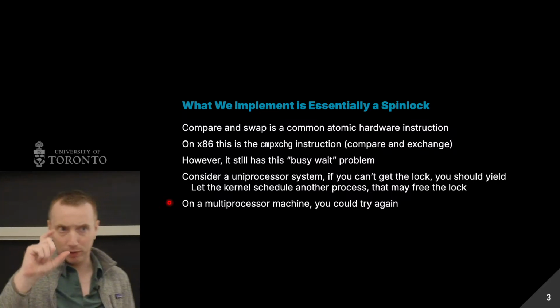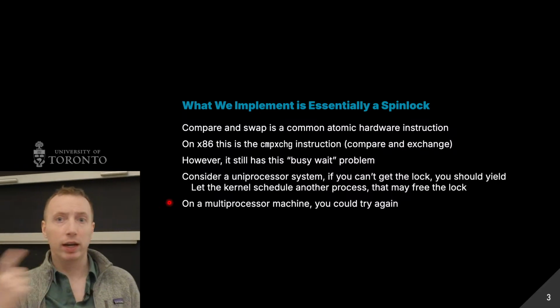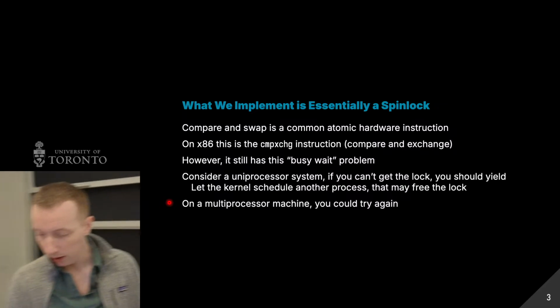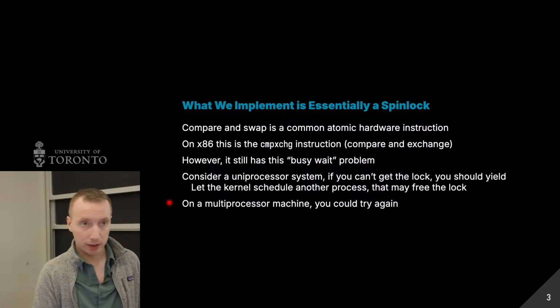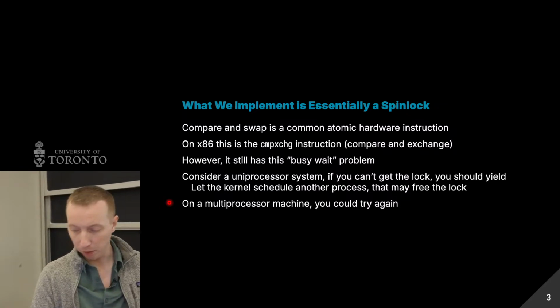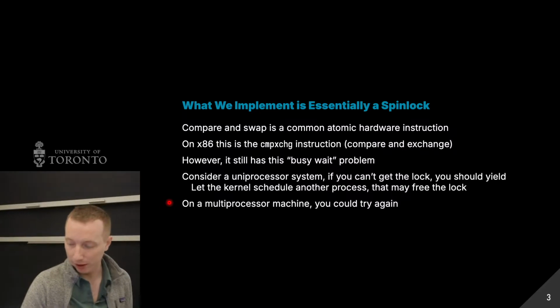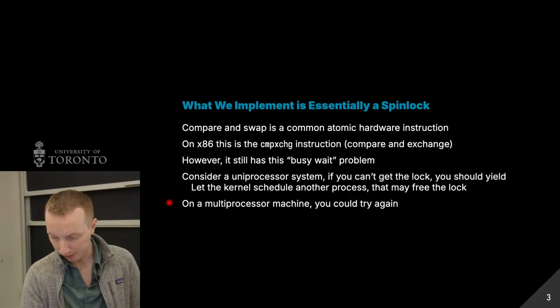Maybe the critical section is so small it doesn't matter, in which case a spin lock might actually be a good thing to use. And hopefully it doesn't waste too much time spinning. So it has some use, and we'll see it has some use to actually help us implement something better.